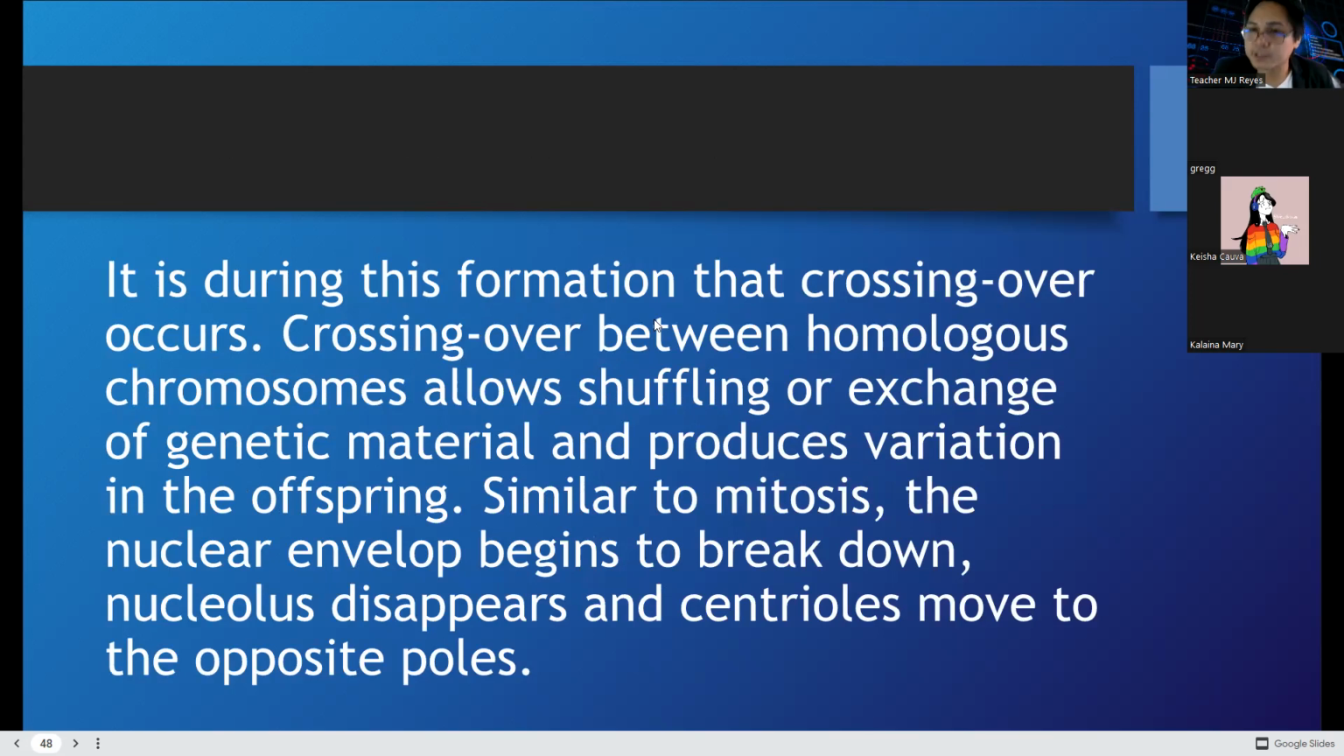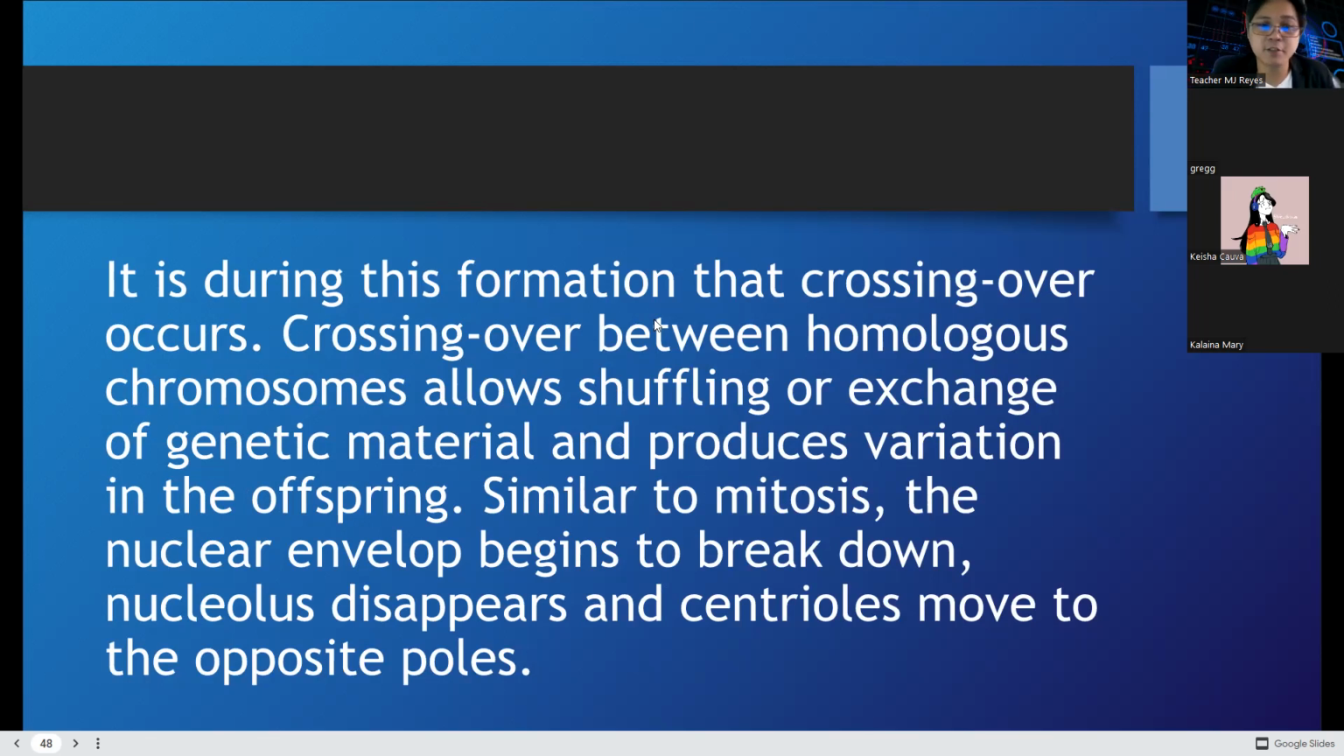We have more variants. We are in a variety in a particular species. This is the reason why: because of crossing over. Crossing over between homologous chromosomes allows shuffling or exchange of genetic materials, and produces variation in the offspring.